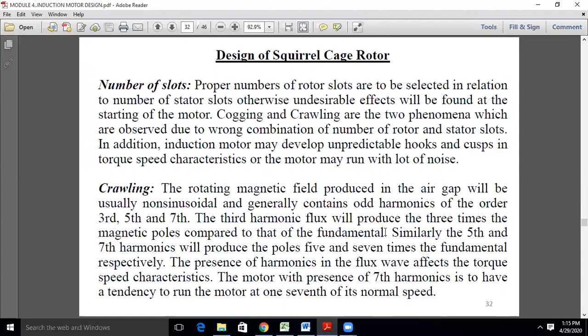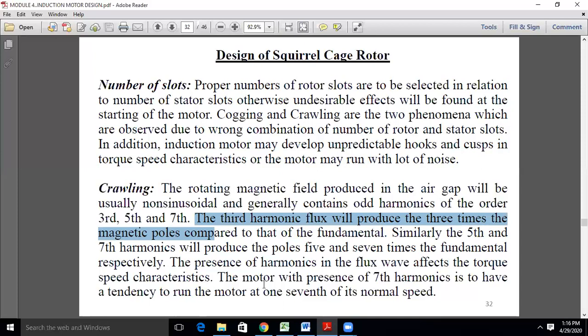Because the third harmonic, whatever frequency is there, is three times the fundamental. So whatever flux it is producing, it is three times that of the fundamental. Similarly, the fifth and the seventh will produce poles 5 and 7 times the fundamental respectively.